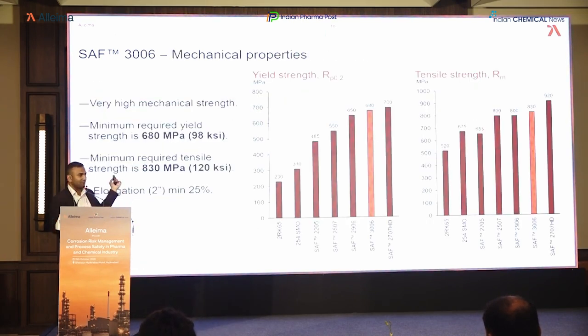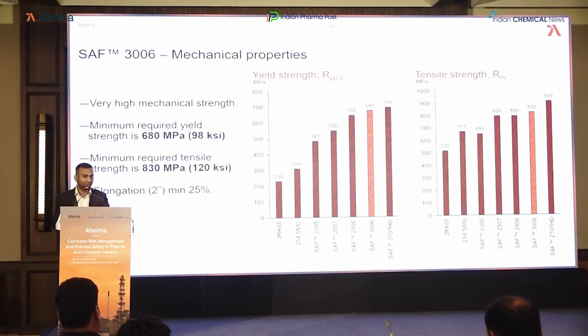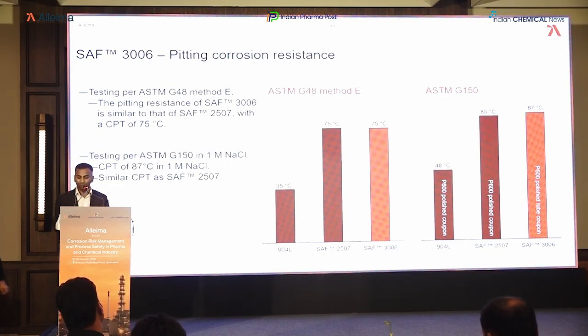These are the mechanical properties. If you compare this with any other material, you have very high mechanical strength for these materials. For this grade, it is somewhere around 680, in comparison with duplex 2507 super duplex, which is 550. So in comparison, it has very high mechanical strength, and even a tensile strength of 830 MPa. And pitting corrosion resistance, we can say it is equivalent to that of super duplex 2507. With the ASTM G150 test, it is 87 degrees, slightly higher than super duplex.